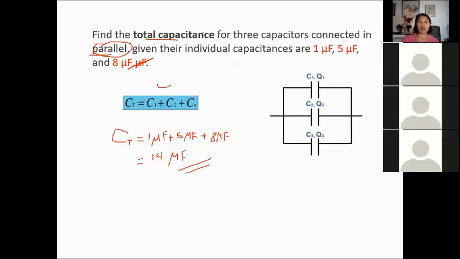So kung ang capacitors connected in parallel, the C total is large, no? It gives a higher value of capacitance compared when connected in series. If you want to increase the capacitance of the capacitors, i-connect lang niyo yun ng parallel. If you want to reduce the value of the capacitance ng capacitor, i-connect niyo in series.